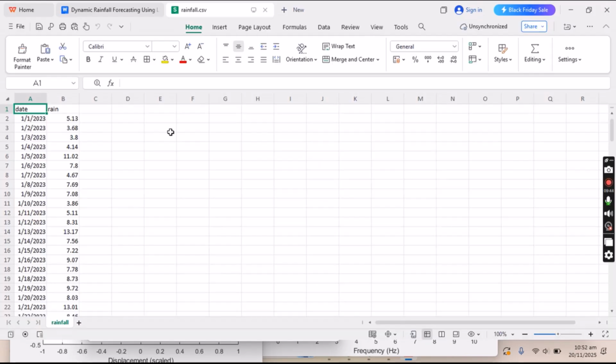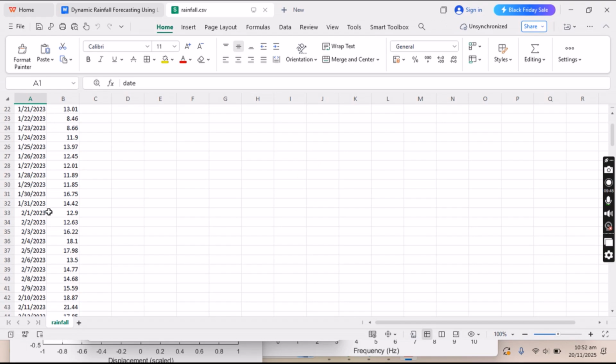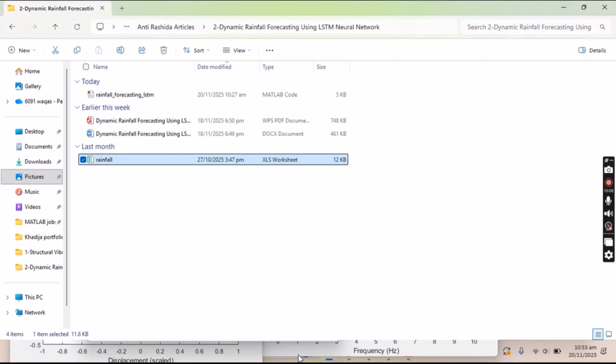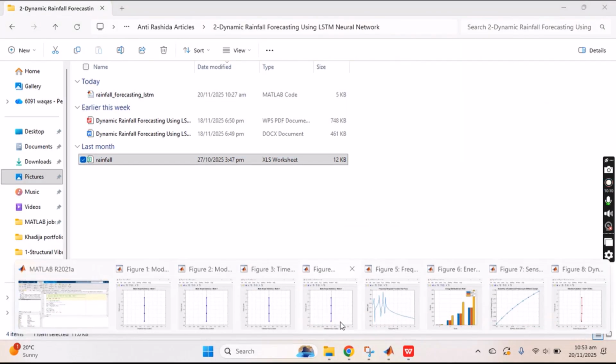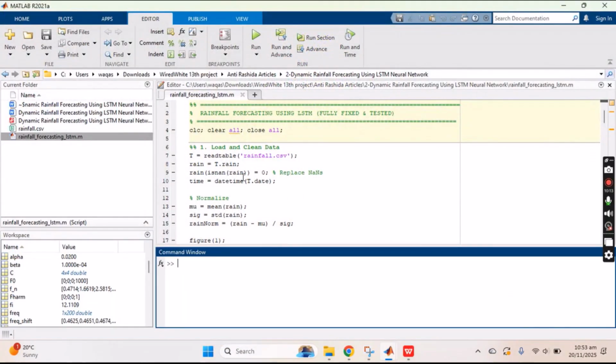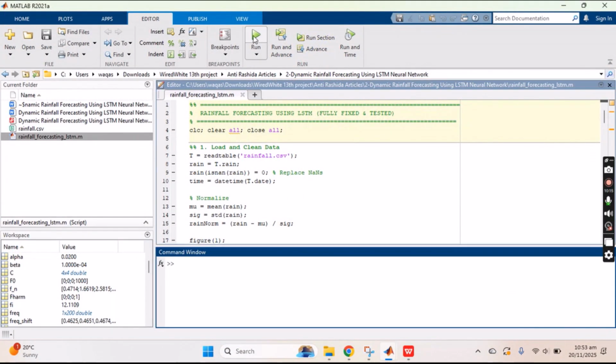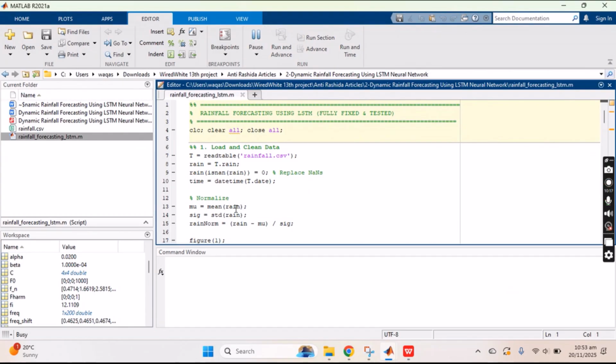This is the CSV file we have used in our case, with the dates mentioned in it, and it is a dataset of almost 1 to 2 years, basically 2 years of data, which provides us the rainfall. And let me just check the output results for you. Yes, this is the MATLAB code. Let me just run it.